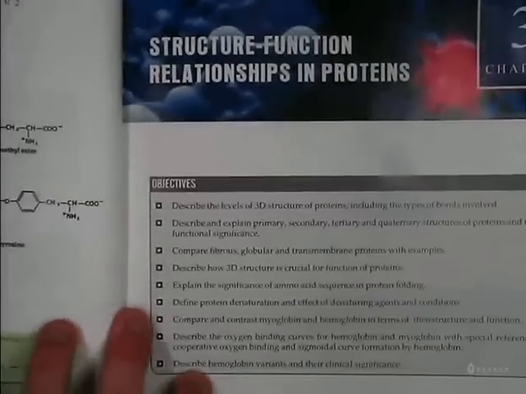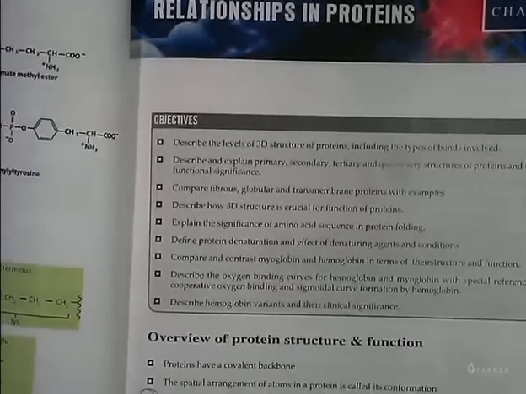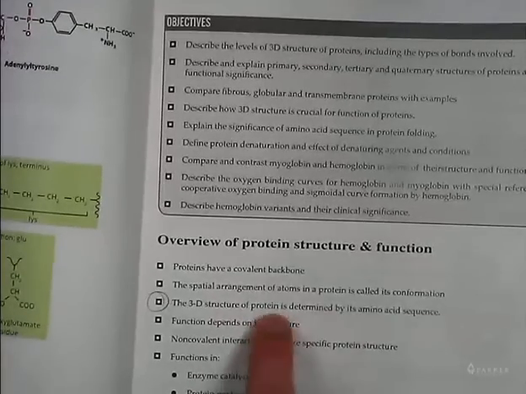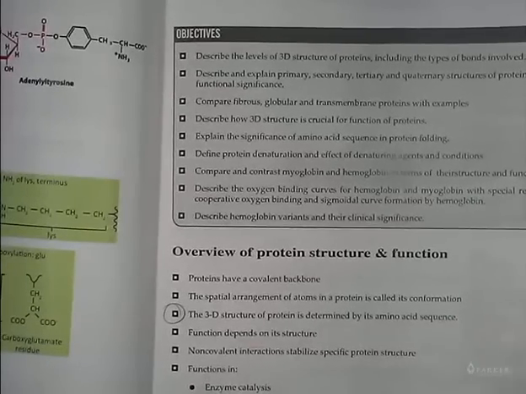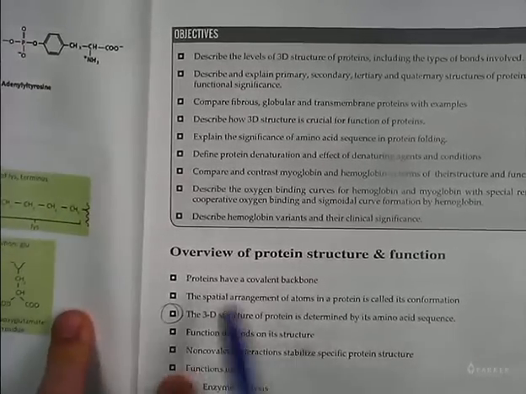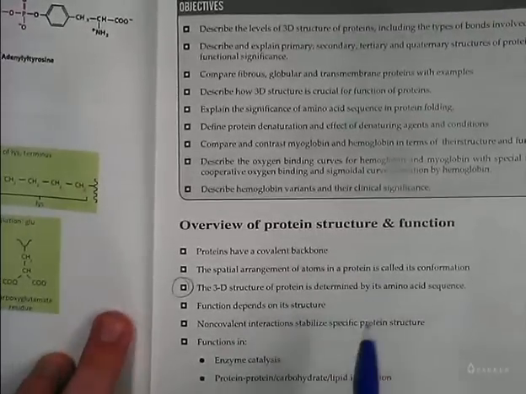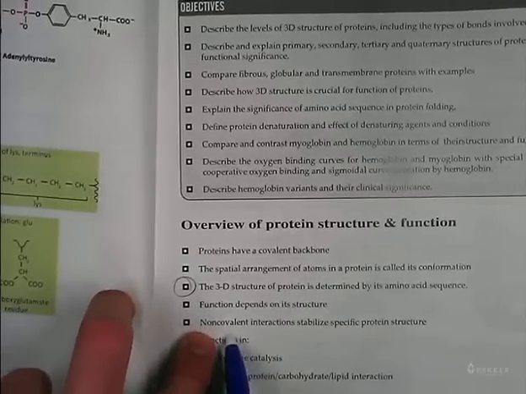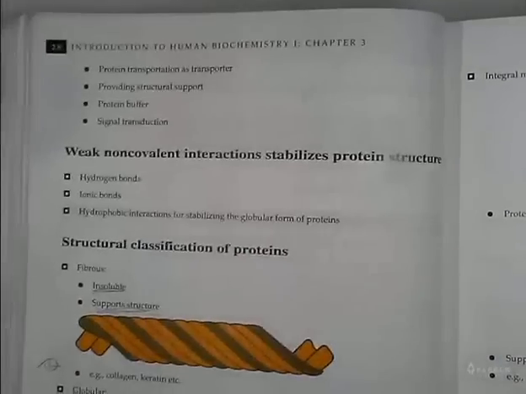Cool. Chapter 3, structure function relationships of proteins. You need to know that the 3D structure of the protein and thus its function is determined by the primary amino acid sequence. Proteins have that covalent backbone of peptide bonds, so that's going to be your primary structure. But everything after that, stabilizing the structure, is going to be non-covalent. And those are hydrogen bonds, ionic bonds, or hydrophobic interactions.